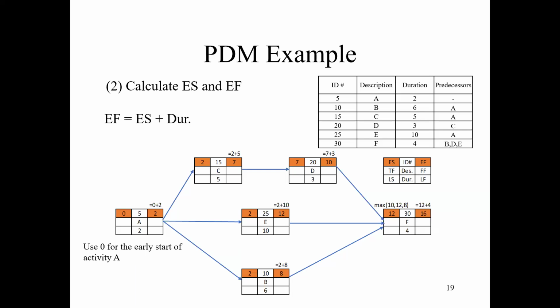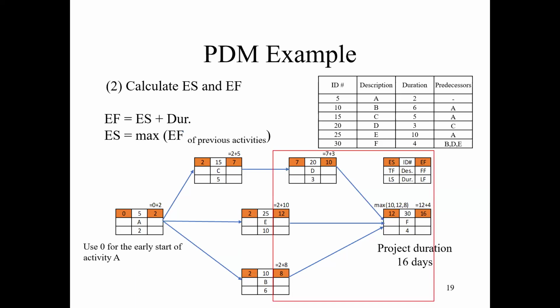Why? That's the process. If you choose this one, 8, those two have not finished yet, right? If you choose this 10, this E has not finished, right? So you need to choose the largest one, 12. Once you get the 12 as early start time for F, you add the duration 4, and you get 16 as early finish time here, right? So this early finish time is also the project duration. The next step is you are going to define the project duration here.